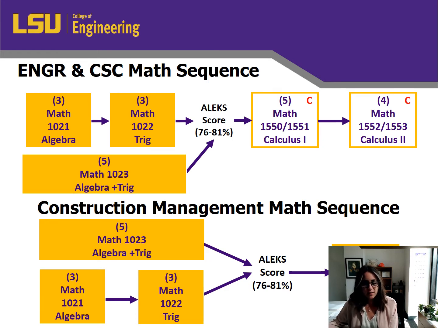Construction management has a little bit different route. With their new program, their catalog year, it requires trigonometry and business calc, which is going to be Math 1431. Calculus will also count, but you really only need 1431 and trig in this new catalog year.